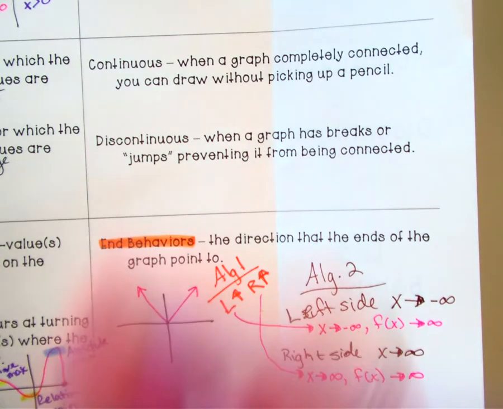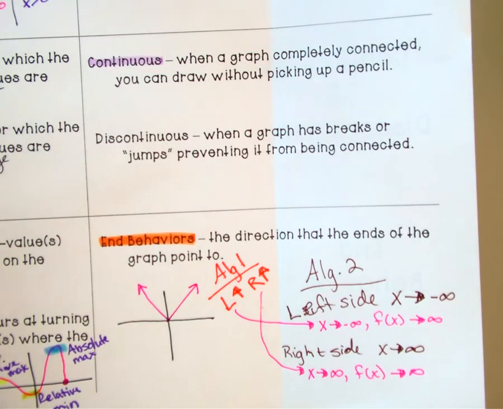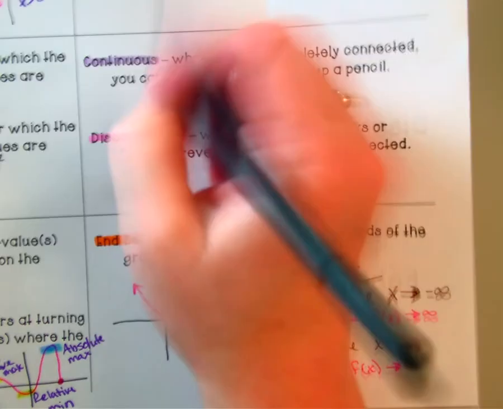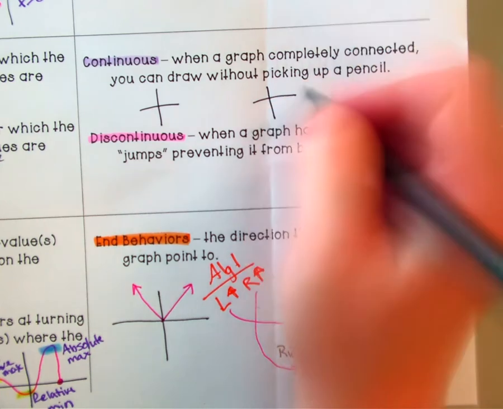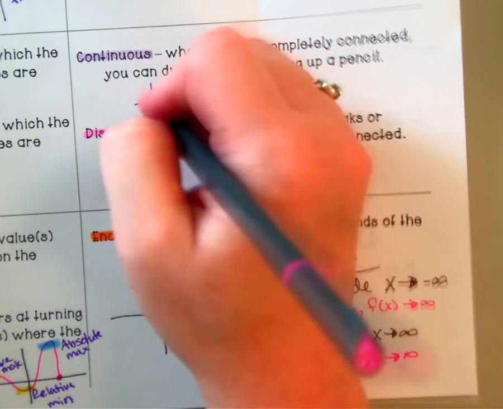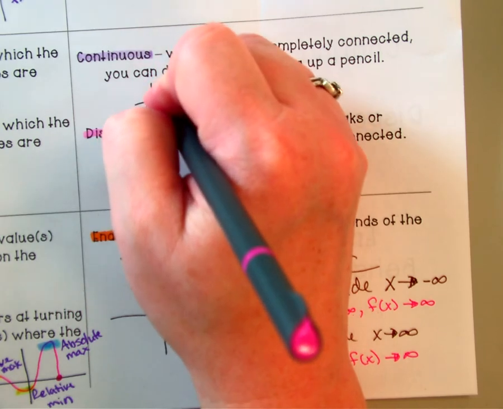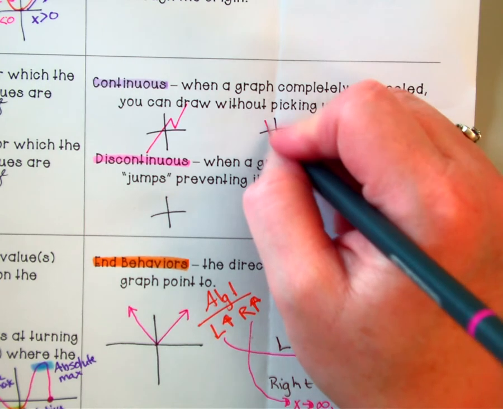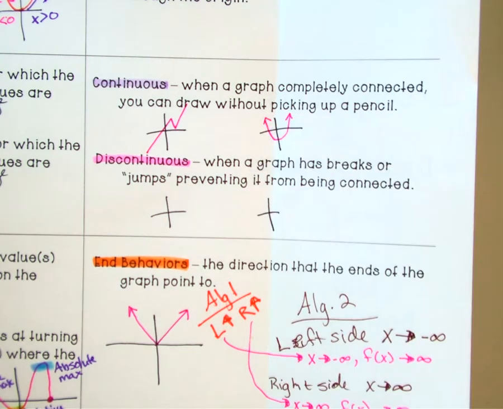So next up, continuous and discontinuous. Again, we talked about this with our piecewise functions. Continuous just means that the graph is all connected. It completely flows. So I'll draw a couple examples of continuous graphs. That's a continuous graph. Quadratic would be a continuous graph. We're very used to continuous graphs. You draw them quite frequently.